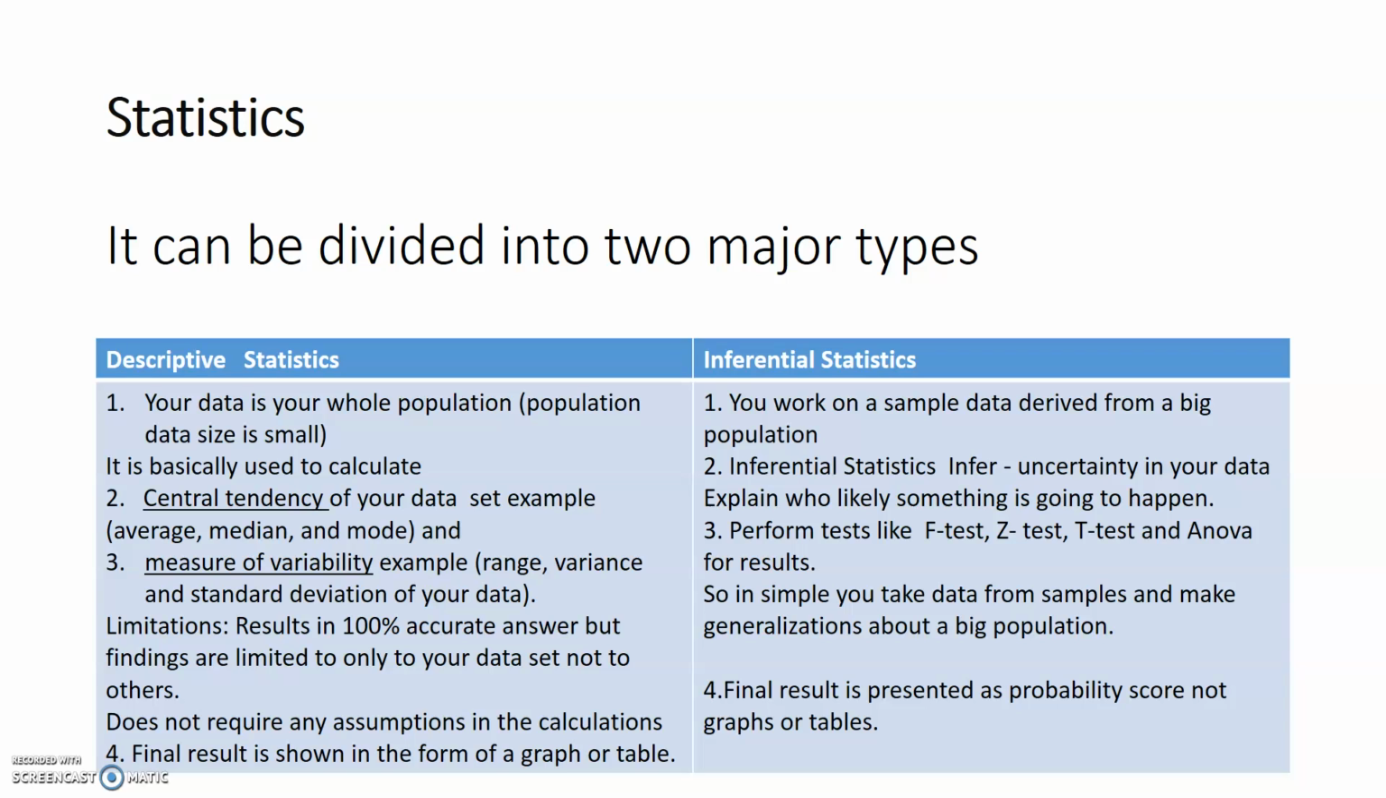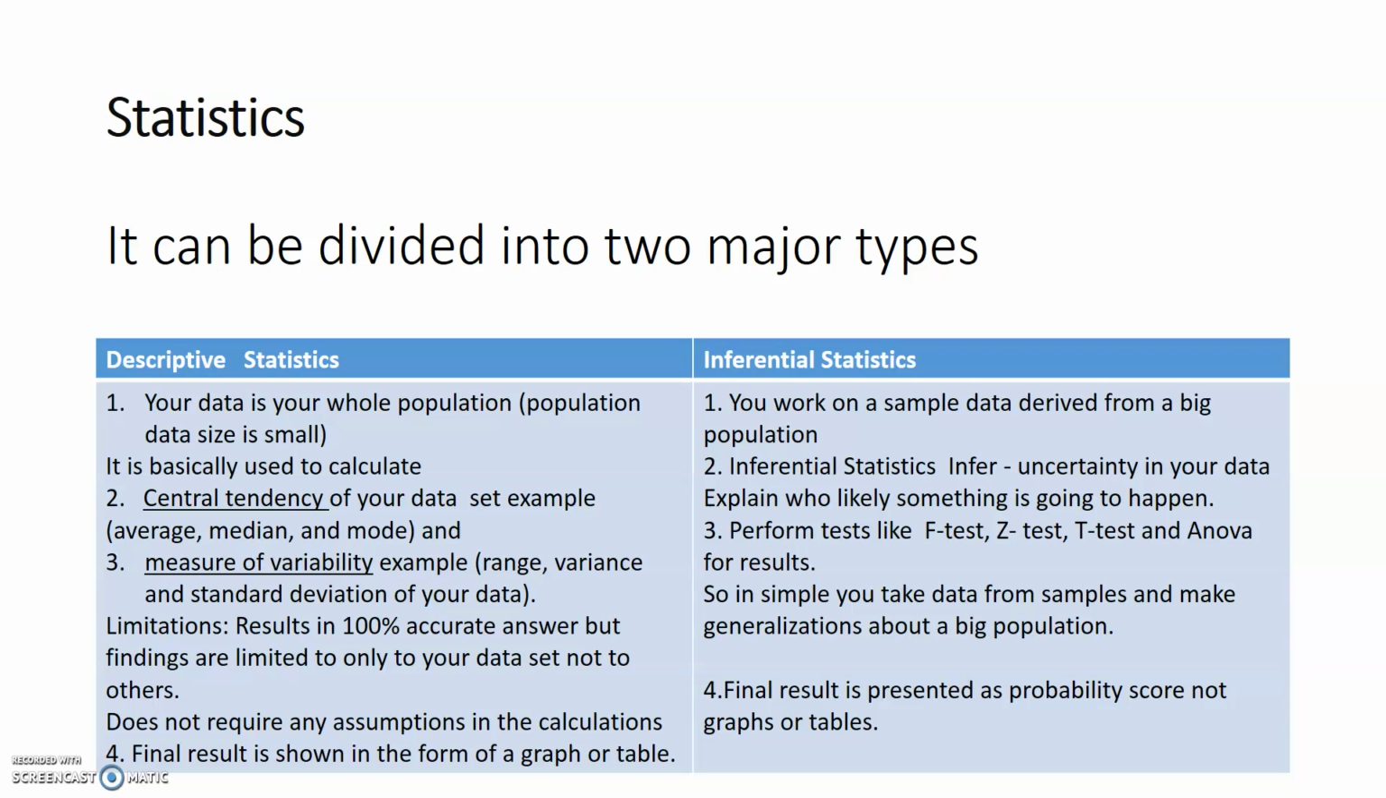Whereas on the descriptive side, the results are 100% accurate. It can give you results with 100% accuracy, but the findings are limited to only your data set and cannot be applied to other data sets, which is a big limitation, though it's easy to perform descriptive statistics, as you have seen over the years in your education. As well, it does not require any assumptions in the calculations, whereas in inferential statistics, you have to make several assumptions.